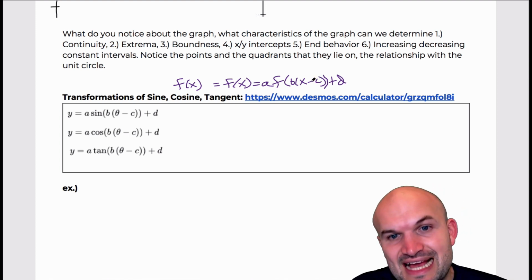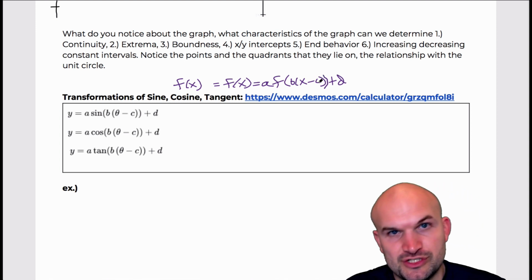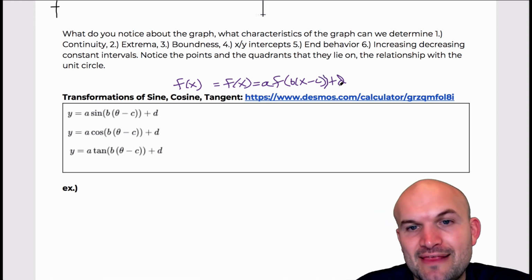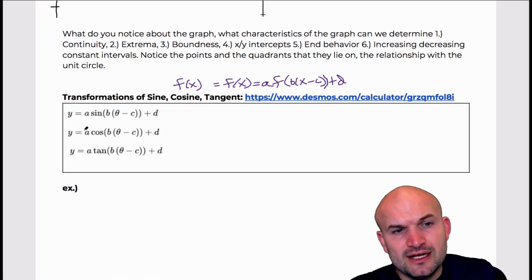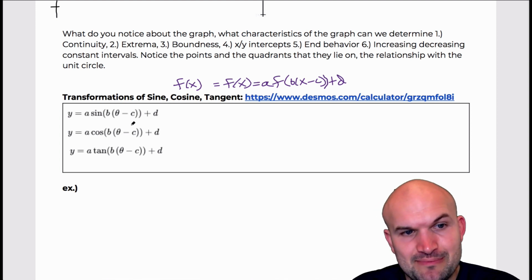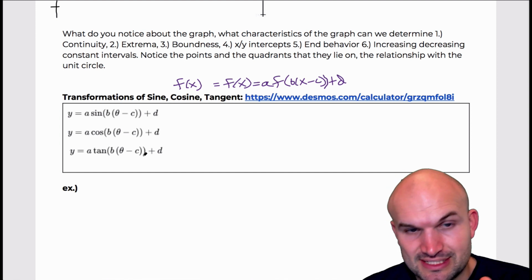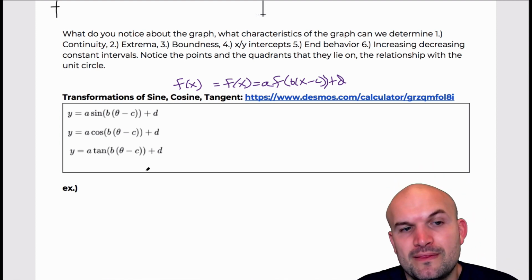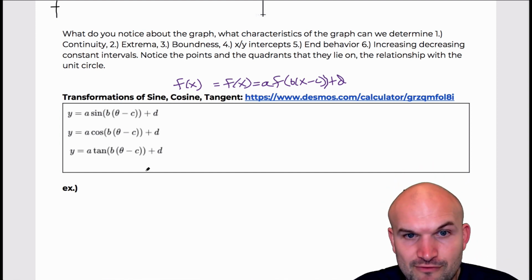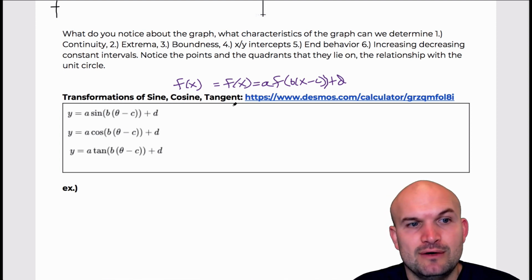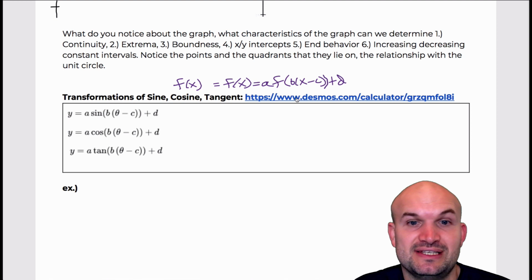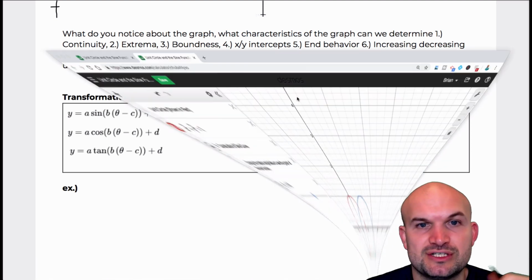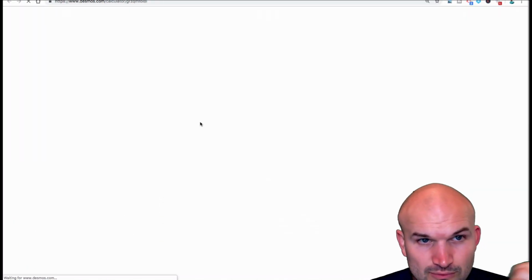And remember, it's the opposite of c. So if it's minus 1, you're shifting 1 to the right. And then d was our vertical shift, up and down. You can see here I have these a, b, c, and d in the exact same place. What's important is that the exact same things apply for our trigonometric graphs. When we have an a, b, c, and d, they affect the graphs in the exact same way.